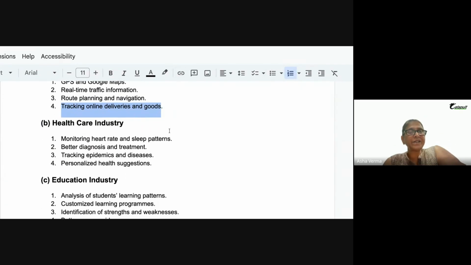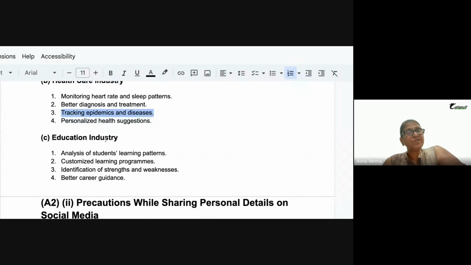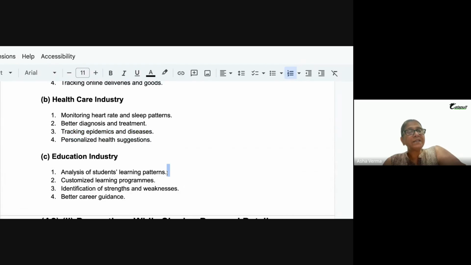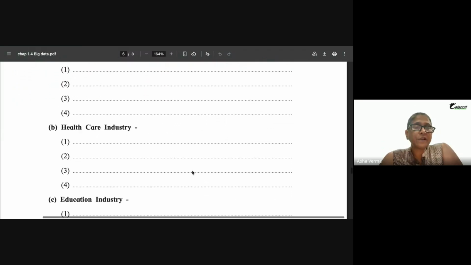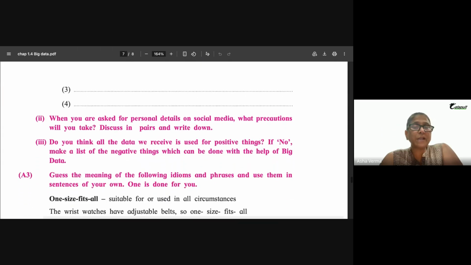The healthcare industry uses it for monitoring heart rate and sleep patterns, better diagnosis and treatment, tracking epidemics and diseases, and personalized health suggestions. The education industry uses it for analysis of student learning patterns, customized learning programs for the students, identification of strengths and weaknesses of the students, and better career guidance, right? What career path should the children choose? Big data helps in that as well. So these are the various industries that use big data.